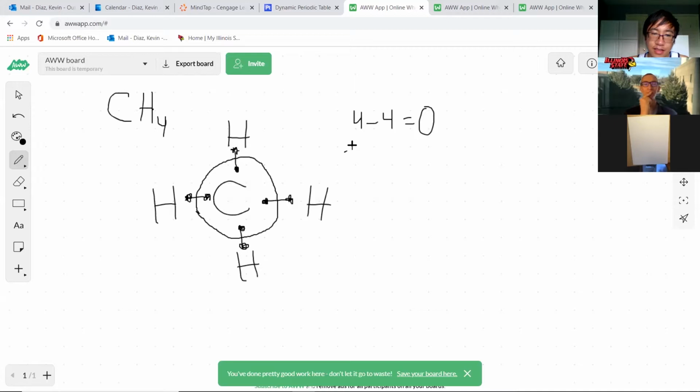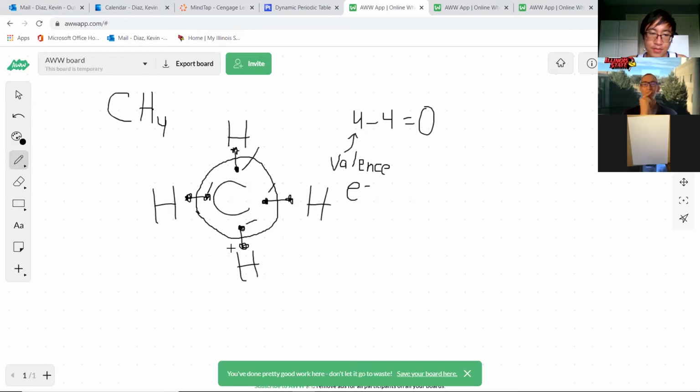Because that's the number of valence electrons, E- for electrons, and 4 for each of these. 1, 2, 3, 4. 4 minus 4, you get a formal charge of 0.